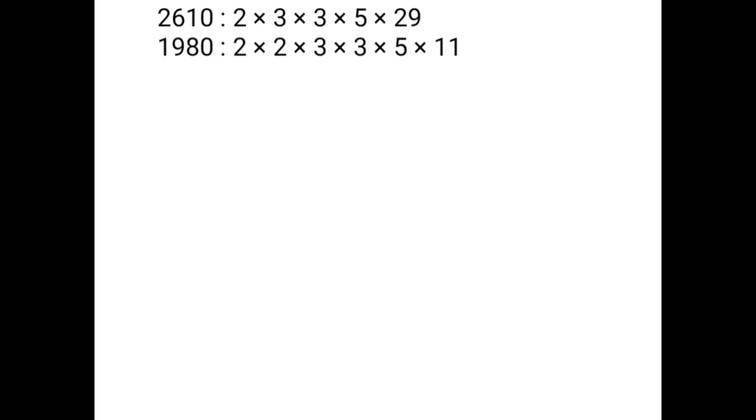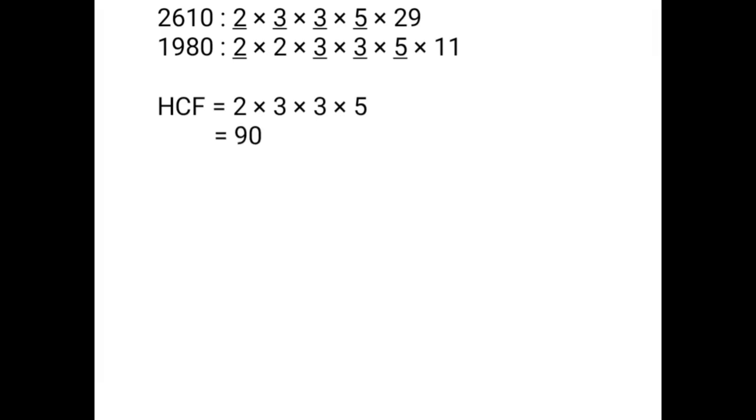Underline the common factors. And you have to multiply these common factors. HCF is equal to 2 into 3 into 3 into 5. 2 3s are 6, 6 3s are 18, 18 5s are 90. That is equal to 90.